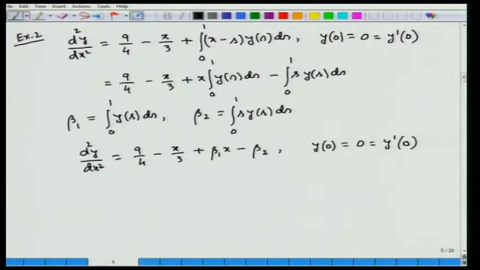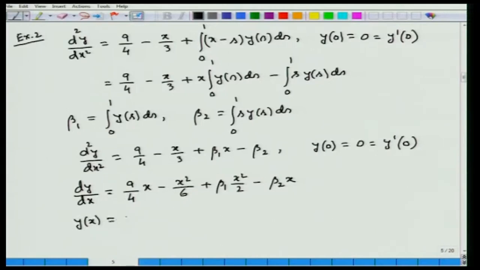So, integrating both sides within the range 0 to x, we can find dy dx, this is equal to 9 by 4 x minus x square by 6 plus beta 1 x square by 2 minus beta 2 x, and again integrating within the limit 0 to x, we can find y x equal to 9 by 8 x square minus x cube divided by 18 plus x cube by 6 beta 1 minus x square by 2 beta 2. This is the expression for y x.